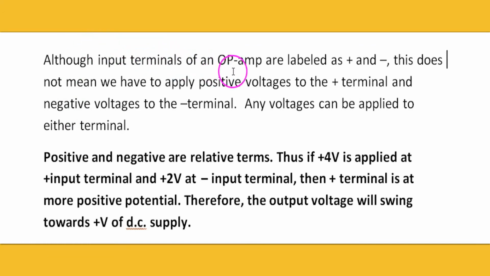Although the input terminals of the op amplifier are labeled plus and minus, non-inverting and inverting, it doesn't mean that we have to apply positive voltage to the plus terminal and negative voltage to the minus terminal. It's nothing like that. Any voltage can be applied to either terminal. Positive and negative are relative terms. If plus 4 volt is applied at the positive terminal and plus 2 volt at the negative terminal, then the positive terminal is at a more positive potential with respect to the negative terminal.